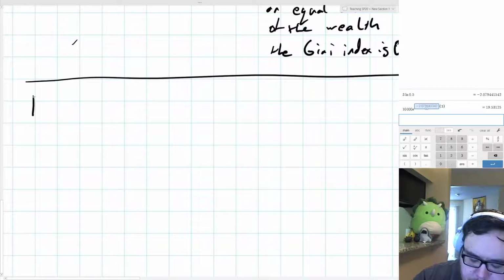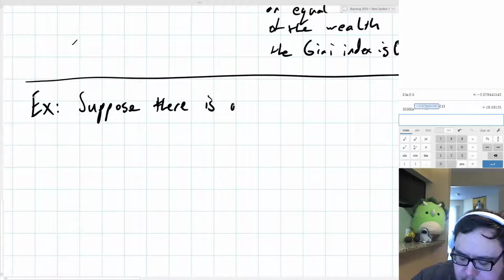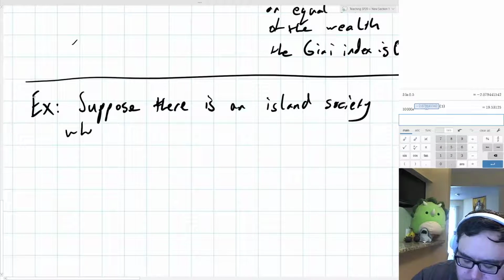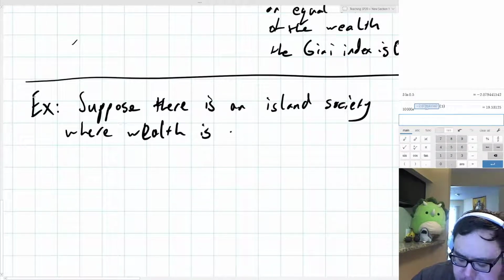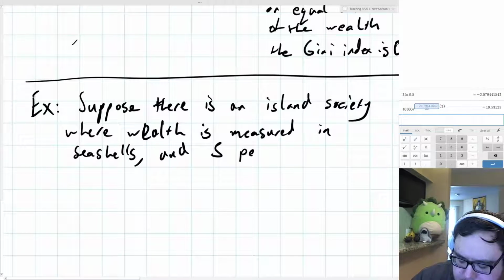So for example, suppose there is an island society where wealth is measured in seashells, and 5 people live on the island.